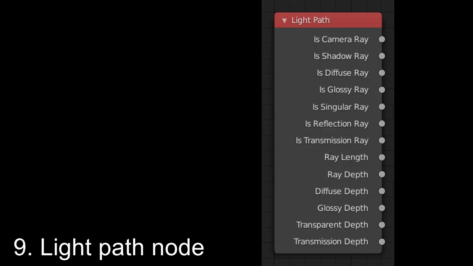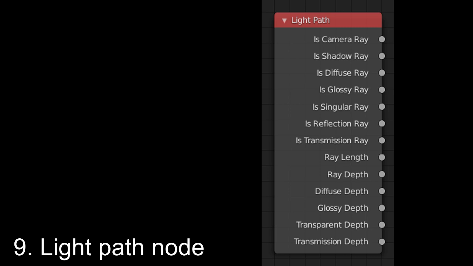Light Path node. The Light Path node is used to find out for which kind of incoming ray the shader is being executed, particularly useful for non-physically based tricks. More information about the meaning of each type is in the light paths documentation. Inputs: this node has no inputs. Properties: this node has no properties.